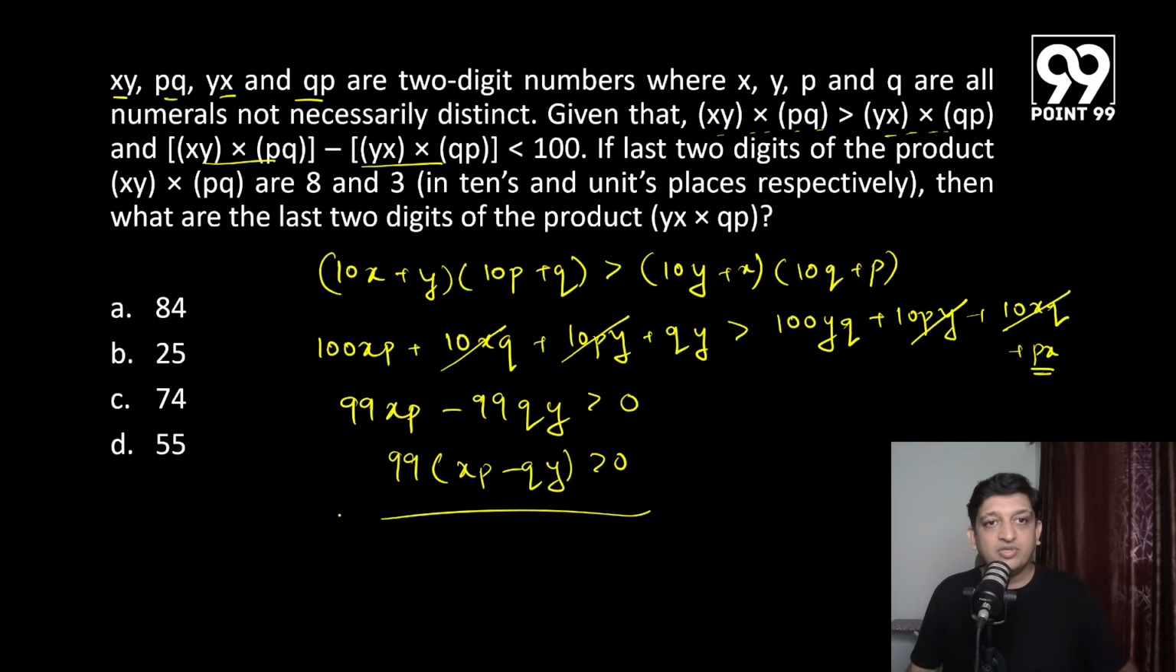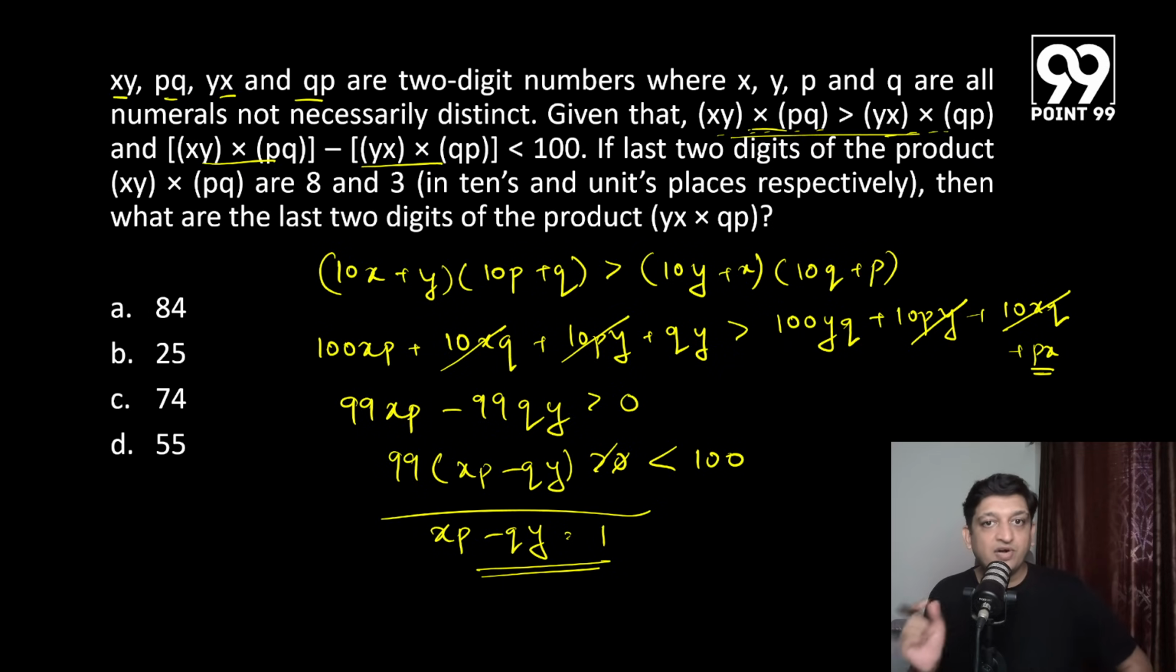But we also know that xy into pq minus yx into qp, which was basically this thing, everything taken to the left hand side, is less than 100. So I can also say that this is less than 100 according to the question, which essentially means that xp minus qy in this context will be equal to 1. Or you can say this value will be equal to 99. That is what we'll be able to understand.